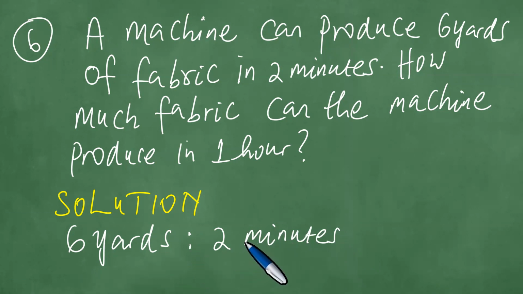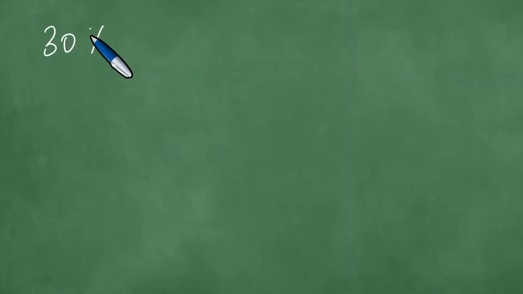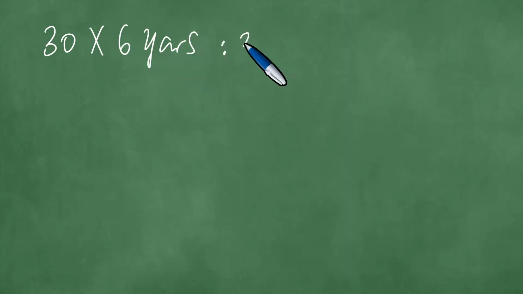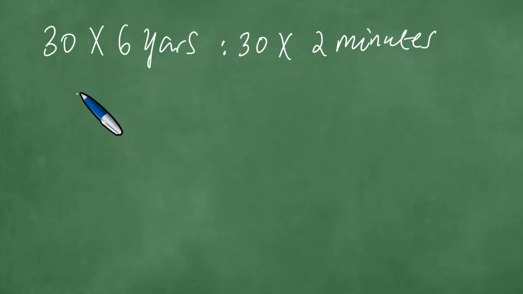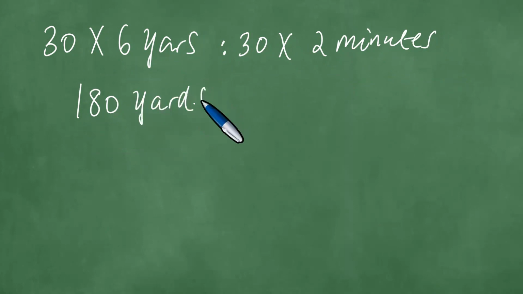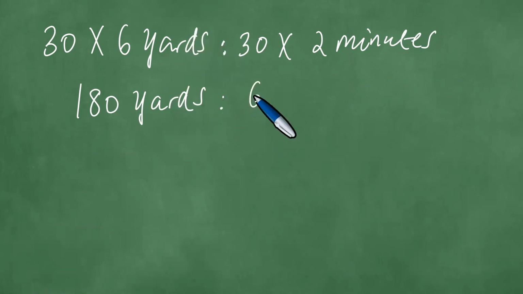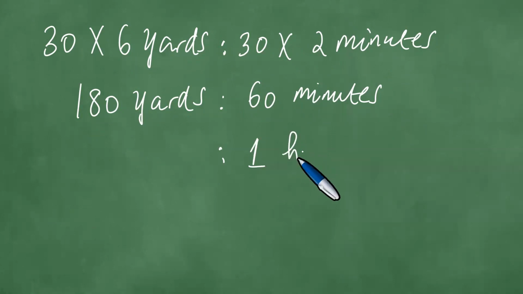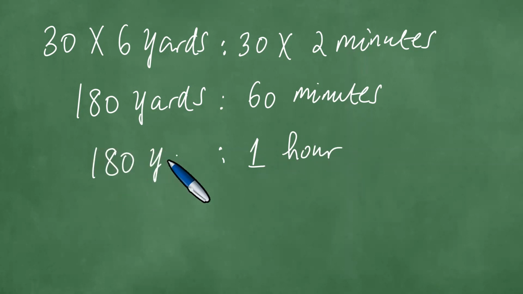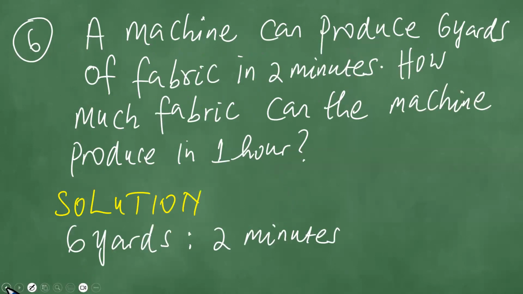Now you want to get 60 minutes here. So you need to multiply by 30, both left and right. So 30 by 6 yards is 30 by 2 minutes. 30 by 6 is 180 yards, which is equal to 60 minutes. We agree that 60 minutes are equal to 1 hour. So 180 yards are together equal to 1 hour. It's the relation, the ratio.